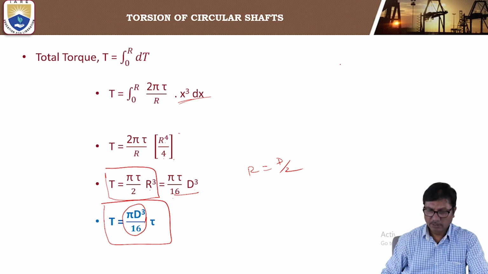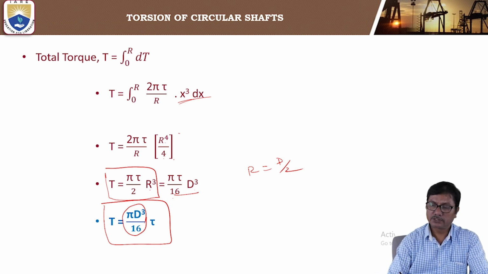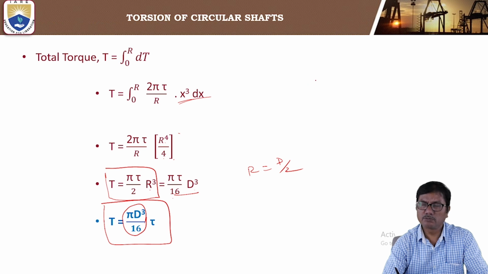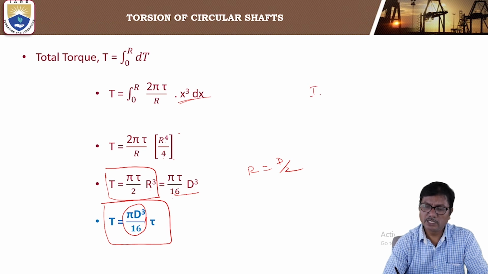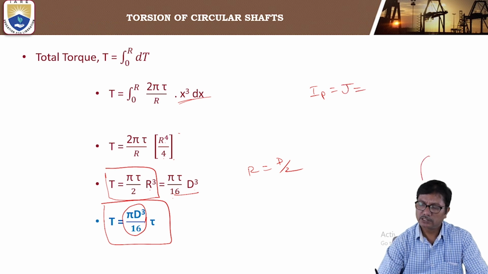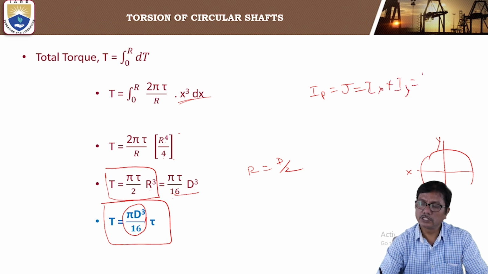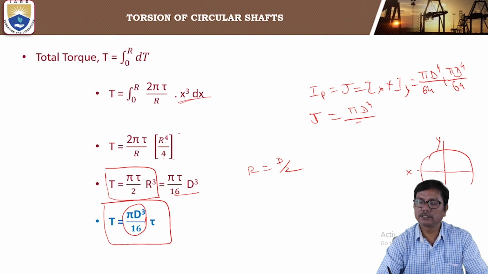Now we know the polar modulus or polar moment of inertia Ip or J. For a circular section, the polar moment of inertia is Ix plus Iy. That is pi d power 4 by 64 plus pi d power 4 by 64. That is polar moment of inertia. Pi d power 4 by 32.